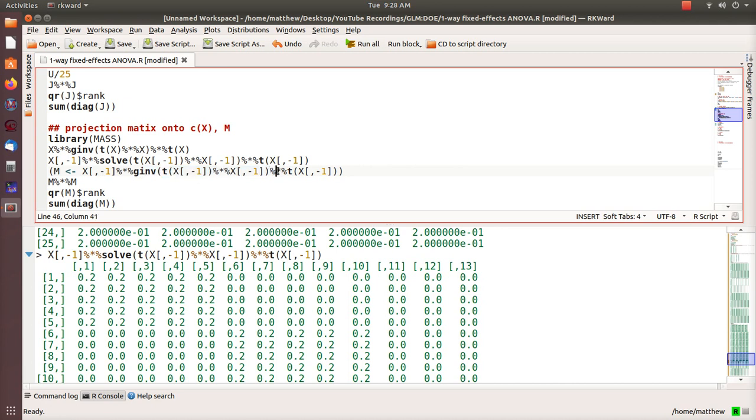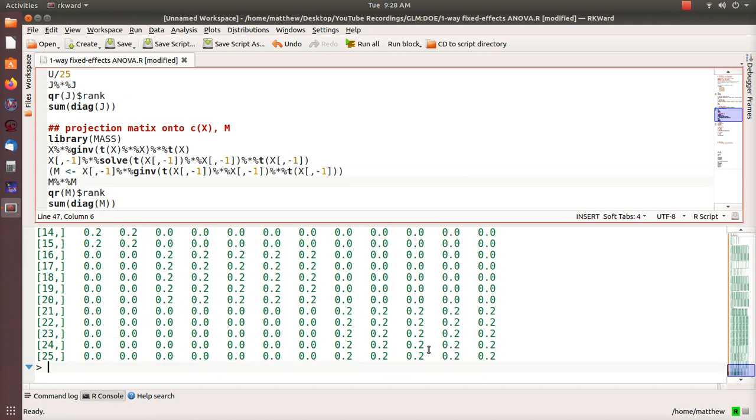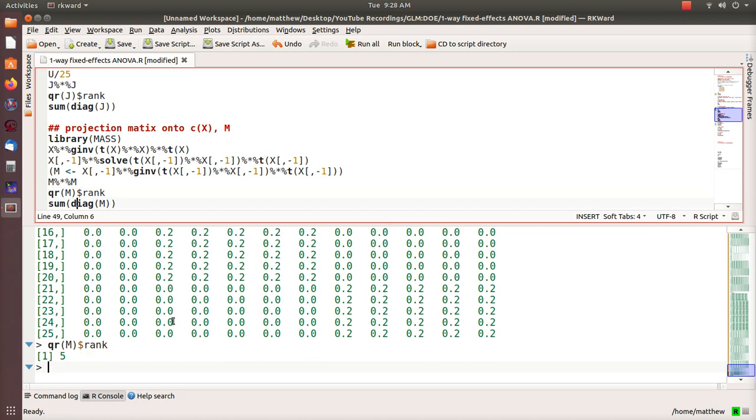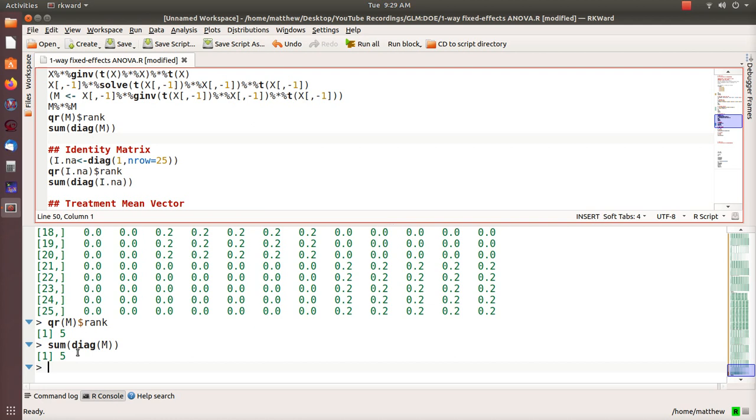And I'm going to run it with ginv instead of solve, and I'm going to store it to M, but notice that it's the same as if we used the inverse. M times M, we get it back, so it is idempotent. If we look at the rank of M, it's 5. Remember, this is a 25 by 6 matrix, but it has rank 5. And since it's idempotent, the trace is actually equal to the rank. So let's add up the diagonal elements, and it is 5.